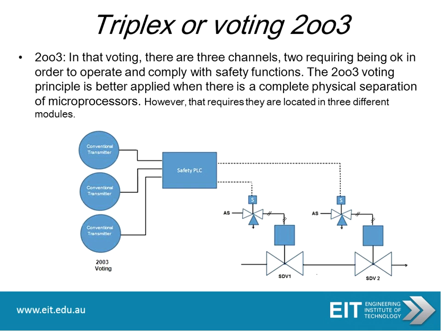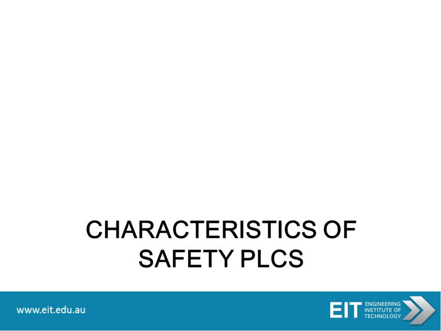So there's 2oo3 again. In the voting there are 3 channels, 2 of which are required to be okay in order to operate and to comply with safety functions. And the voting principle is better applied when there's a complete physical separation of the microprocessors. However, that requires that they are located in 3 different modules. So there's the 2oo3 voting now in 3 different modules.